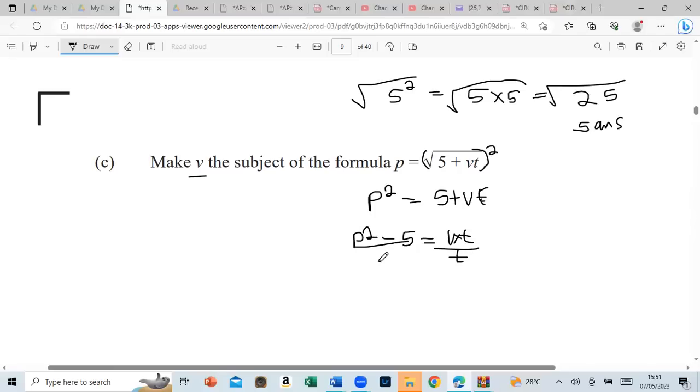We make b the subject, so b is equal to p squared minus 5 all over t. And that is our answer, guys. We don't want to make maths more complex than it is. Just do the simple things right.